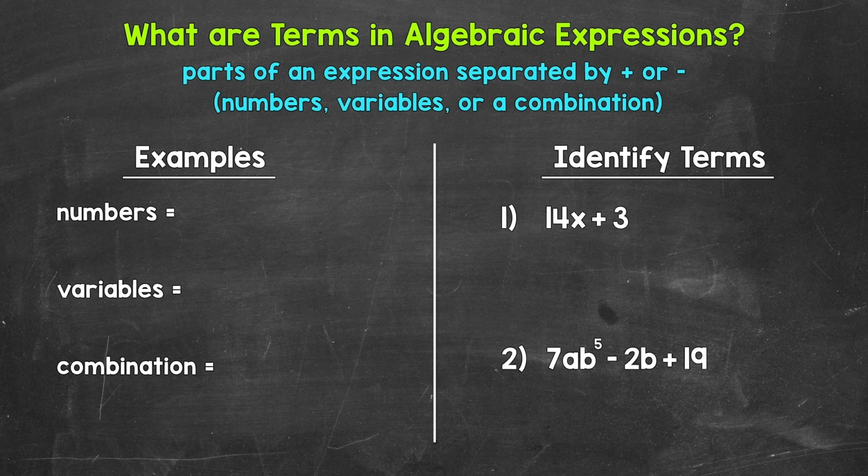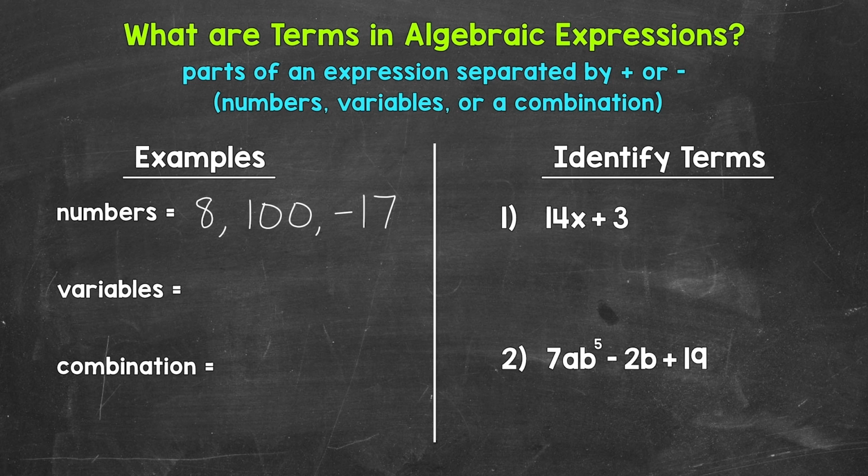Now, I mentioned numbers can be terms, so some examples would be 8, 100, or -17. And it's as simple as that as far as numbers go. When we just have a number as a term, we call these constants or constant terms, because their value doesn't change, it remains constant. Next, we have variables.